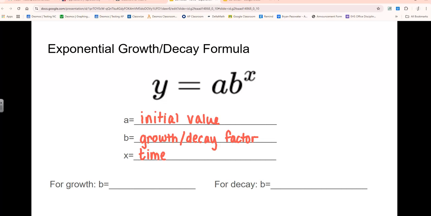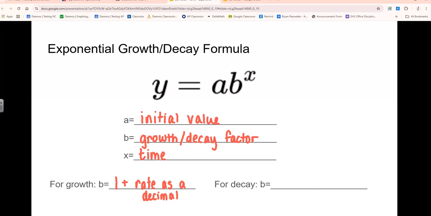So yesterday you were looking at growth. So for growth, for the B, you needed to do 1 plus your rate as a decimal. So if you are getting 2% interest on a savings account, it would be 1 plus 0.02, right? The rate as a decimal gets added.